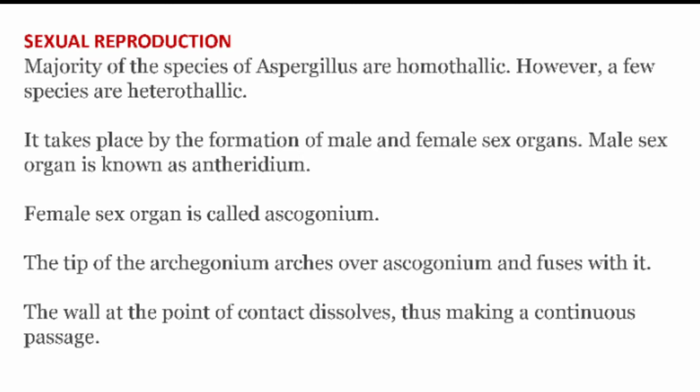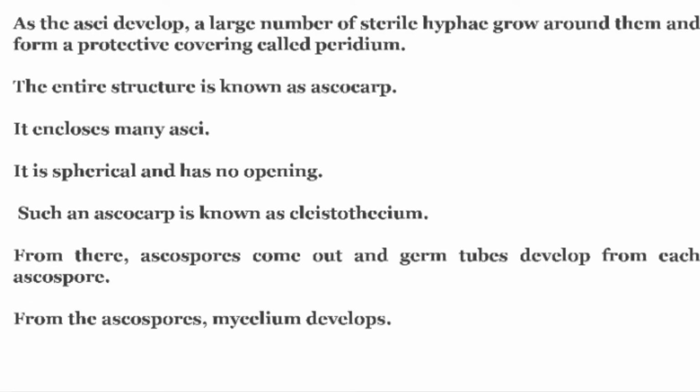The tip of the antheridium arches over the ascogonium and fuses with it. The wall at the point of contact dissolves, thus making a continuous passage. It is plasmogamy. The contents of the antheridium pass into the ascogonium. The pairing of male and female nuclei takes place, and the entire structure develops into a fruiting body. After the pairing of the nuclei, the ascogonium becomes septate.